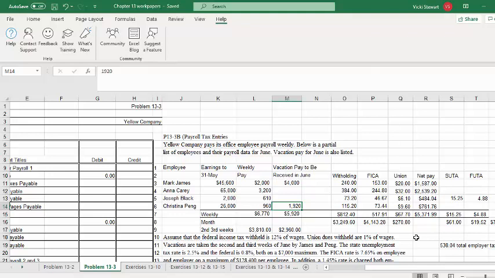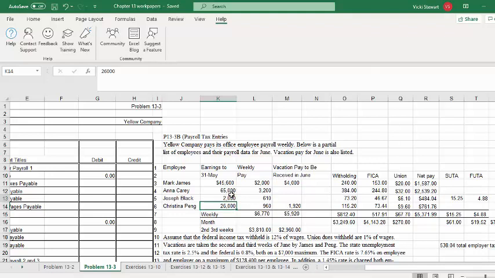The next thing the problem states is that the state unemployment tax rate is 2.5% and the federal is 0.8%, both on a $7,000 maximum. So the first thing you need to do is to determine if any of your employees are still subject to state unemployment tax or federal unemployment tax, because once the employee reaches $7,000 in gross pay, the employer is no longer required to pay state unemployment tax or federal unemployment tax on that employee.